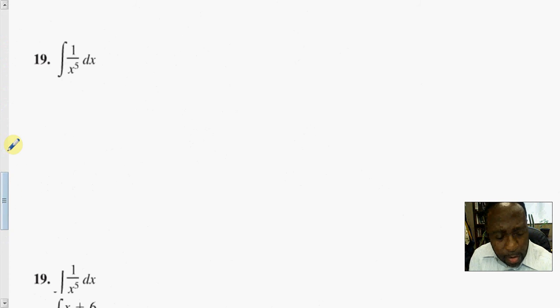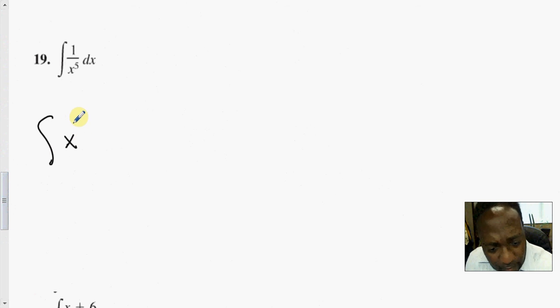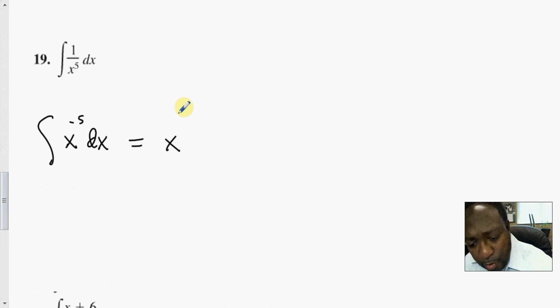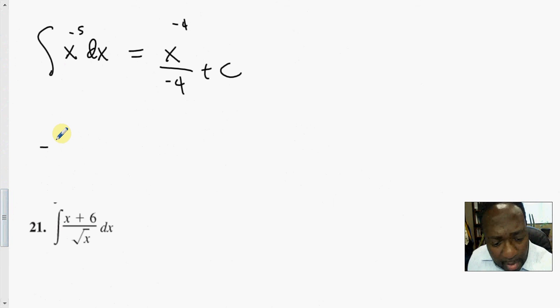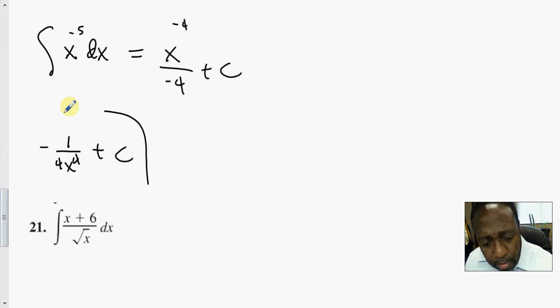Here, you can write this as the integral of x to the -5 dx. Again, we use the power rule. So x to the -5 plus 1 is -4, divided by -4, plus a constant. And we can clean that up. This x to the -4 goes downstairs too, so it's -1 all over 4 times x to the 4 plus c.